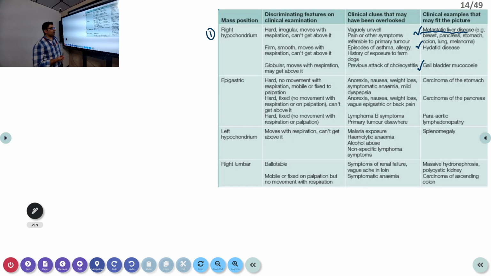a malignancy. Okay, so metastatic liver disease is one of the tumors which occurs. Metastasis to the liver is more common than primary hepatocellular carcinoma. So metastatic liver disease may present as a swelling in the right hypochondrium. The metastasis may be from the breast, pancreas, stomach, colon, lung, as well as melanomas.